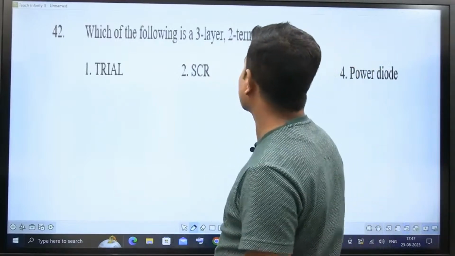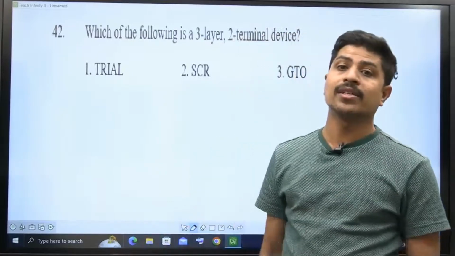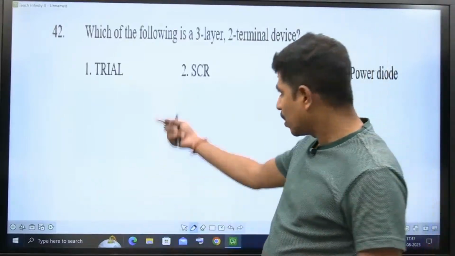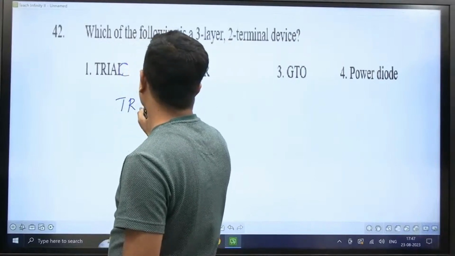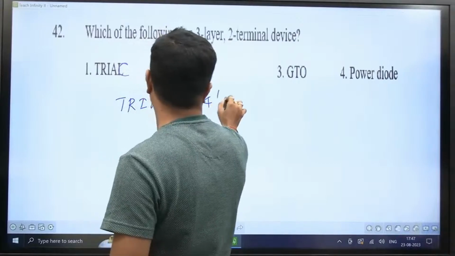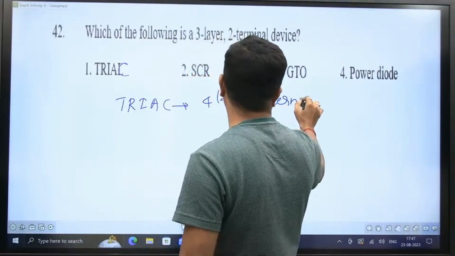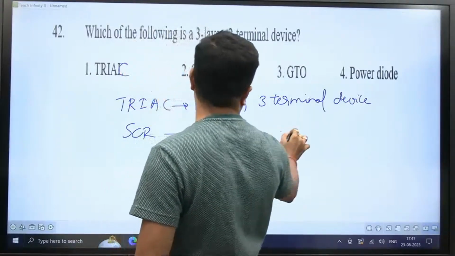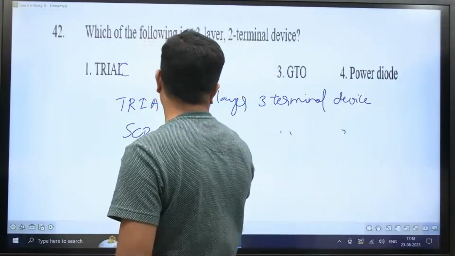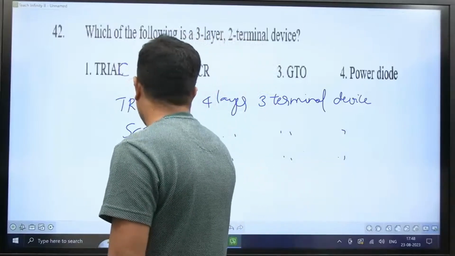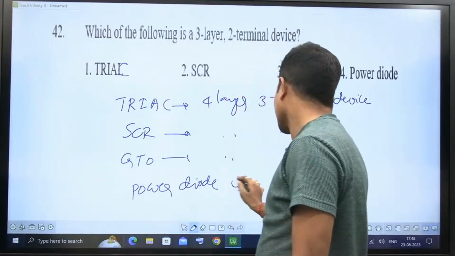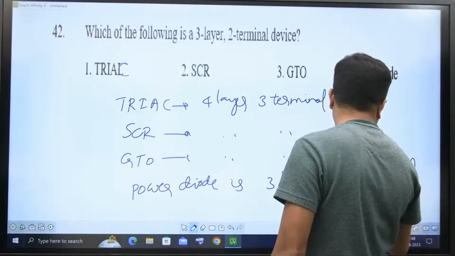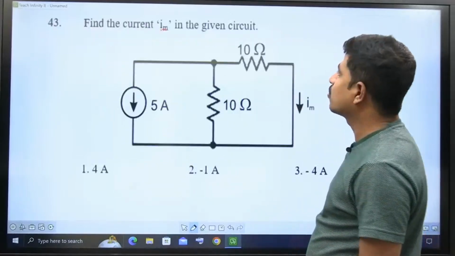Which of the following is the 3-layer 2-terminal device? We mostly study SCR, which is a 4-layer 3-terminal device. Triac is also a 4-layer 3-terminal device, and GTO is also a 4-layer 3-terminal device, but the power diode is a 3-layer 2-terminal device. Let's go to the next question.